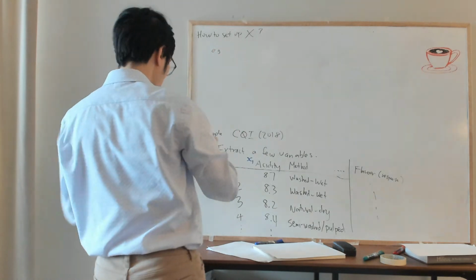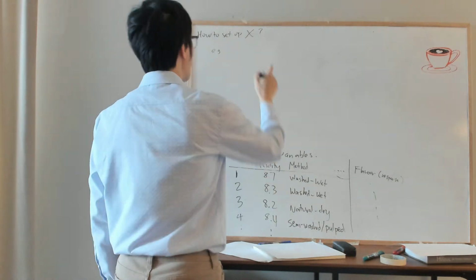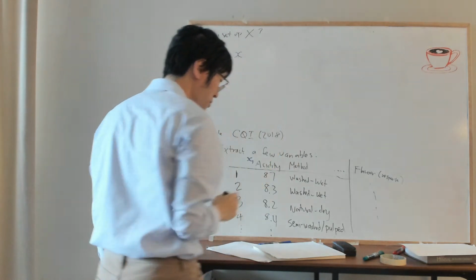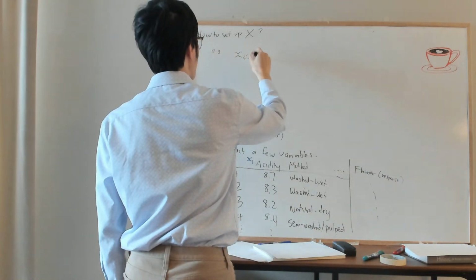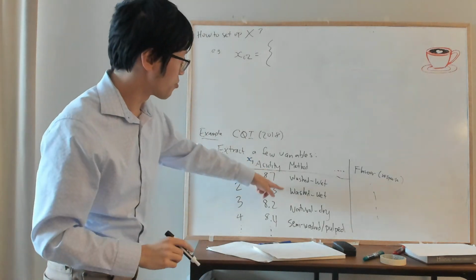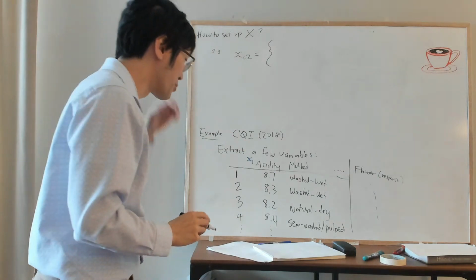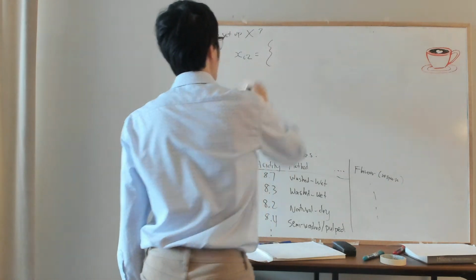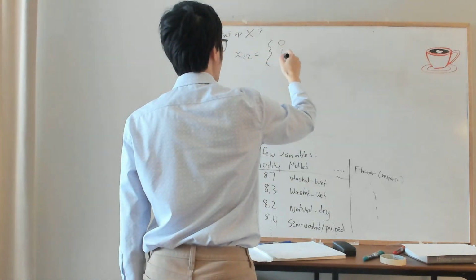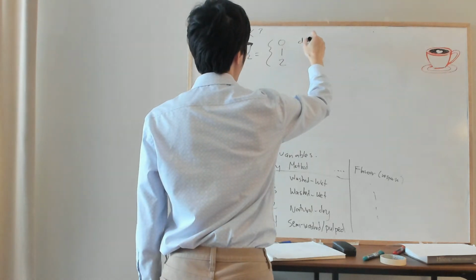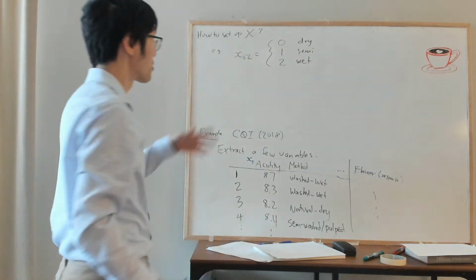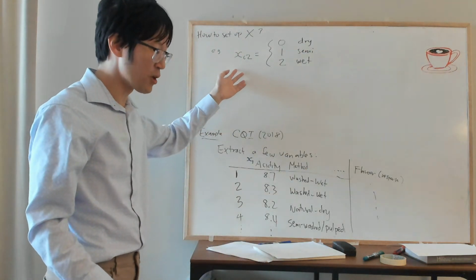So here's one example. If it makes sense to do so, and I probably would not recommend this for this example, but here is one idea: you could code the different categories with numbers. For example, you define x2 for the ith observation to be 0, 1, or 2, and say 0 is dry, 1 is semi, and 2 is wet. So you could try to code it as a single variable.